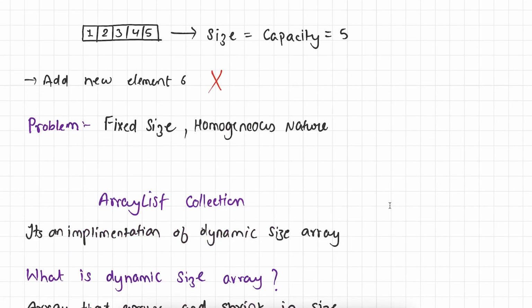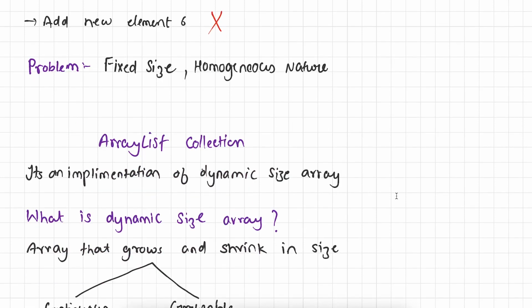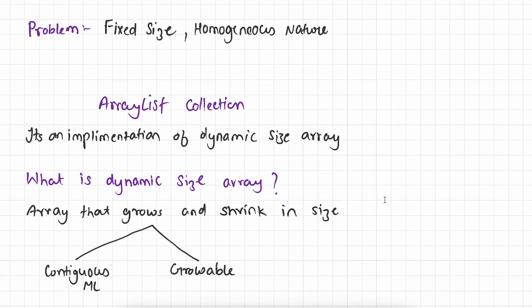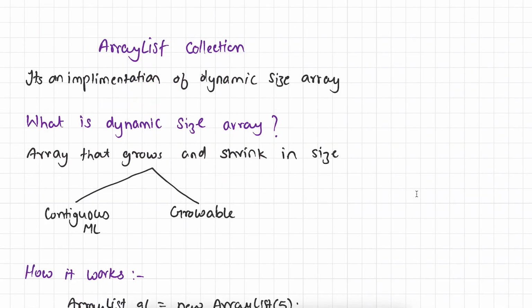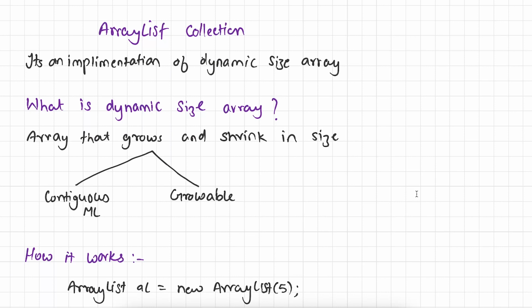So guys, to fix all of these issues, the ArrayList collection comes into the picture to rescue us. So now let's understand what ArrayList is. ArrayList is a collection class and it is an implementation of a dynamic size array. Now this begs the question: what does it mean by dynamic size array? In layman's terms, the array that grows and shrinks in size automatically, we call it a dynamic size array.